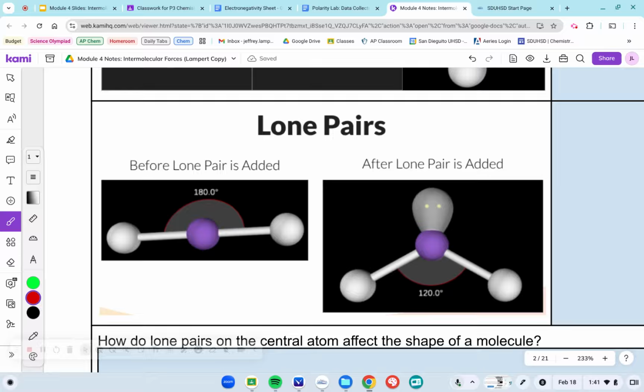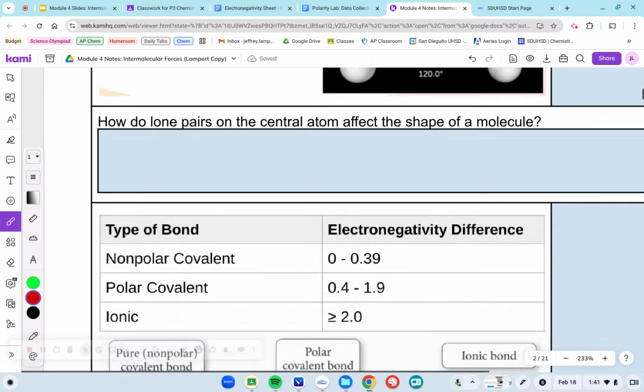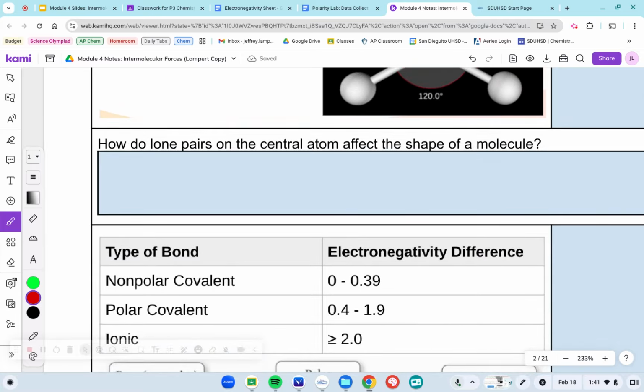All right. So now I just want you to try and reword that. Put that in your own words. How do lone pairs on the central atom affect the shape of a molecule? Go ahead, try and explain. So write a sentence or 2 trying to explain that part. All right, get started.